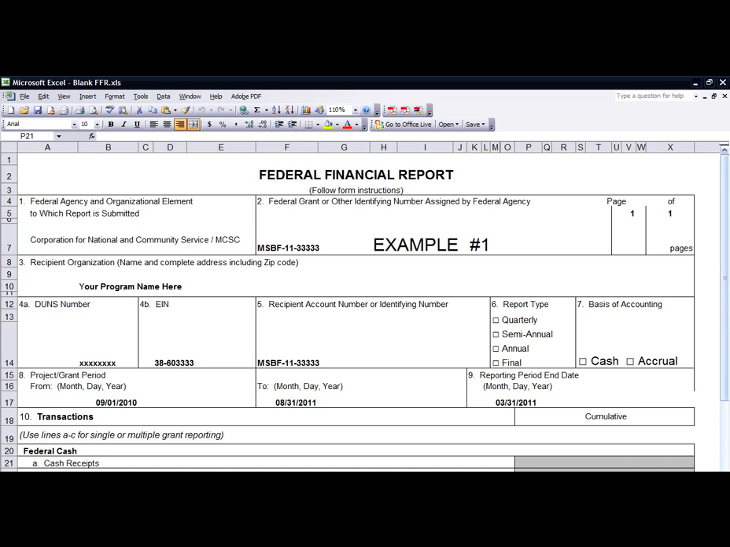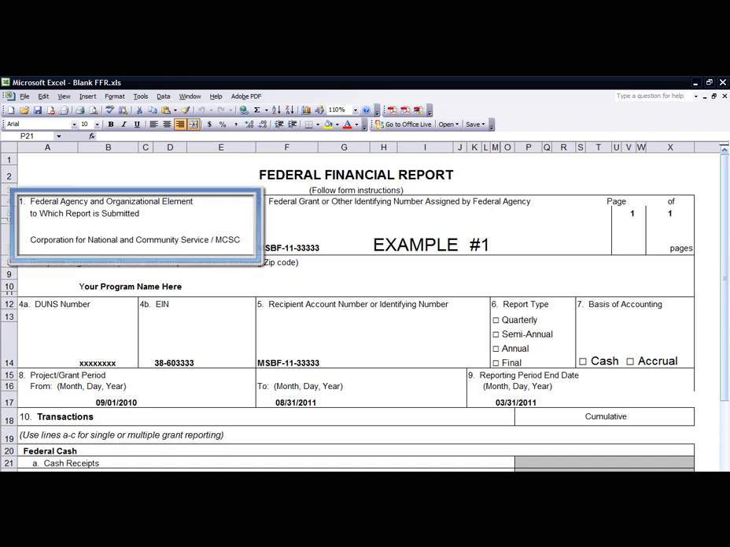Also, please note that this example is for single award reporting. And with those things out of the way, we can actually begin to walk through step by step how you'll go about filling out an FFR. The first 9 boxes are all related to cover information.